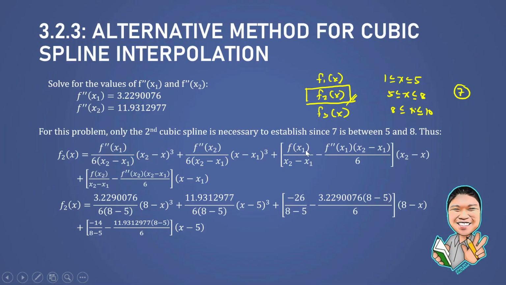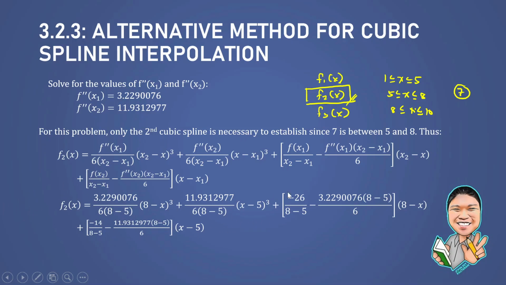Plus, yung f of x sub 1, as you can see, that is negative 26 all over 8 minus 5, minus yung f double prime ng x sub 1 is 3.2290076. Then x sub 2 is 8, x sub 1 is 5, all over 6. Then x sub 2 is 8, so 8 minus x, plus yung ating f of x sub 2 is negative 14 all over x sub 2 which is 8, x sub 1 is 5, so 8 minus 5, minus f double prime ng x sub 2 is itong 11.9312977, 8 minus 5, okay? So, kasi x sub 2 minus x sub 1 all over 6, the quantity x minus 5. So, ito na yung ating spline function, okay?